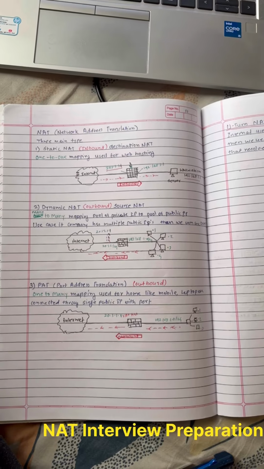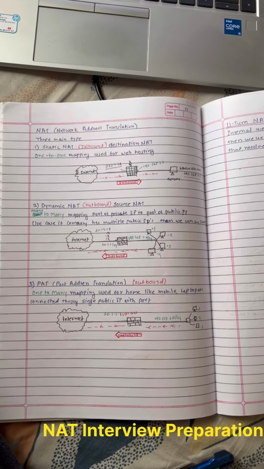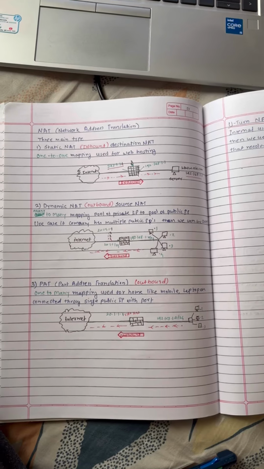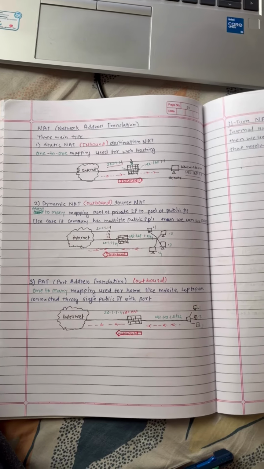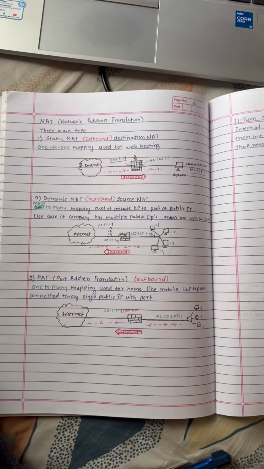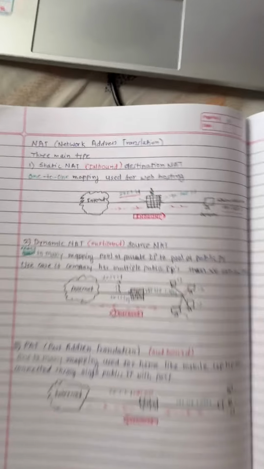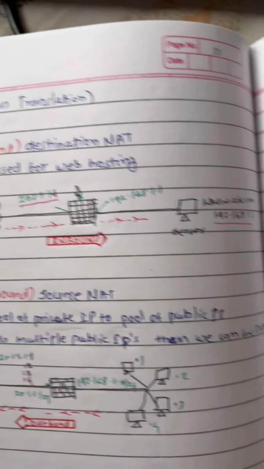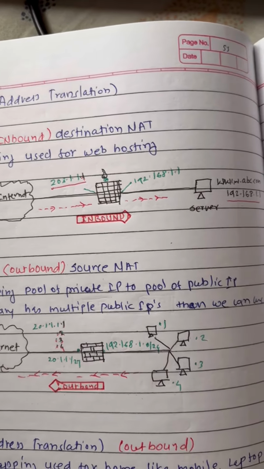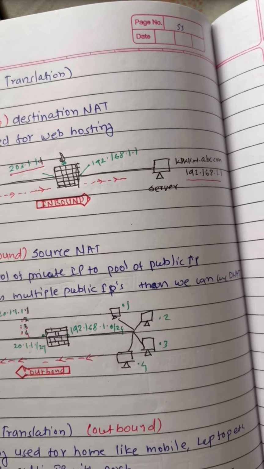works. So you have to first tell them that there are basically three types of NAT: static, dynamic, and PAT. So what static NAT is, when you are explaining static NAT, it should be inbound NAT. Inbound means the traffic coming from outside to the inside. Okay, so you should have one public IP address, one internal IP address, and one web hosting.